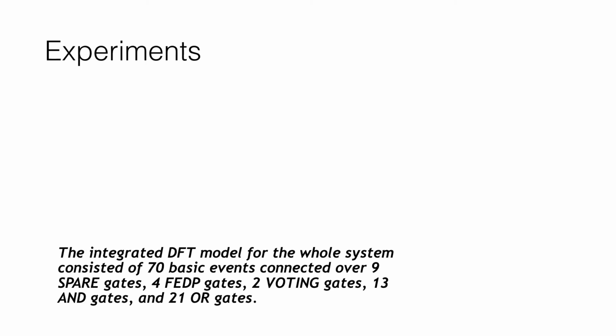So now that we've got the whole system modeled out, we're going to conduct some experiments using computation on this integrated DFT model. And for the whole system, it was 70 basic events connected over 9 spares, 4 functional dependents, 2 voting gates, 13 AND gates, and 21 OR gates. Now, this is a limited model as well, as explained by the authors of the paper.